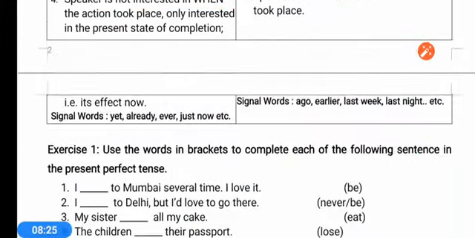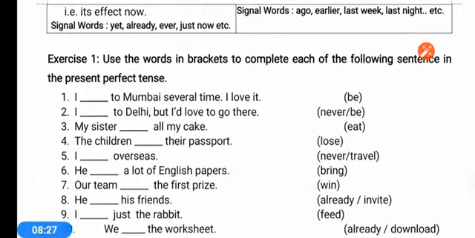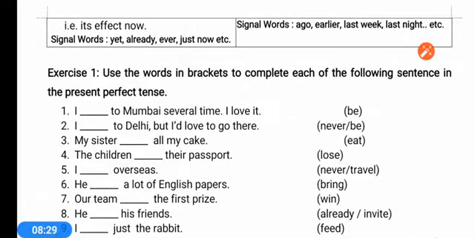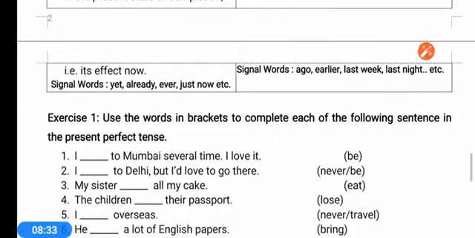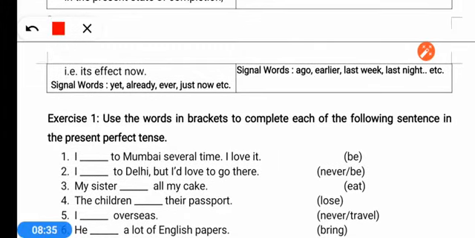Now come to the next one. Here are signal words, to identify whether it is present perfect or past. So signal words are given here. Wherever you find yet, already, ever, just now, these are the signal words for present perfect. For past we use ago, earlier, last week, last month, last year. This way they are used for past tense.